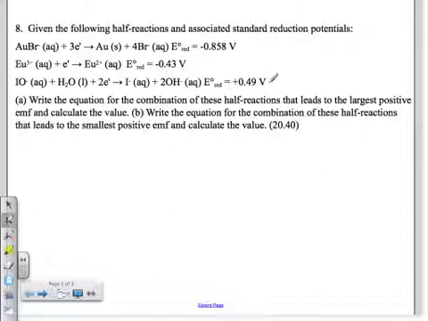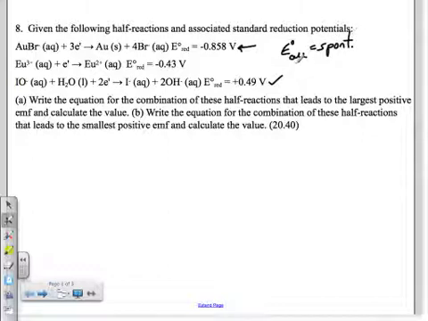And I see that the highest one here with the 0.49 volts is my substance that wants to be reduced more than the other 2. The one that wants to be reduced the least is the smallest one, and that would be this one. What this problem is asking us to do is to write the equation for combining 2 half reactions, so an oxidation and a reduction, that leads to the largest positive EMF. Positive EMF, positive E cell, which is E stands for EMF, is spontaneous.